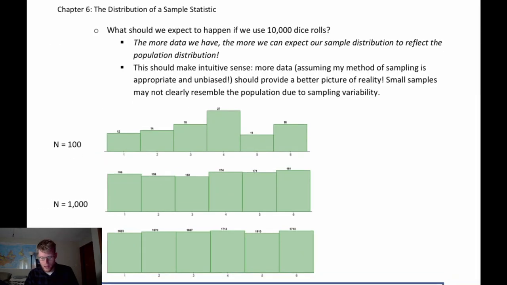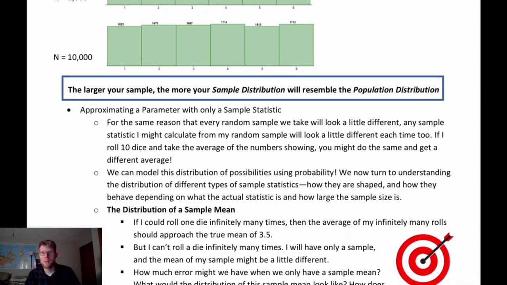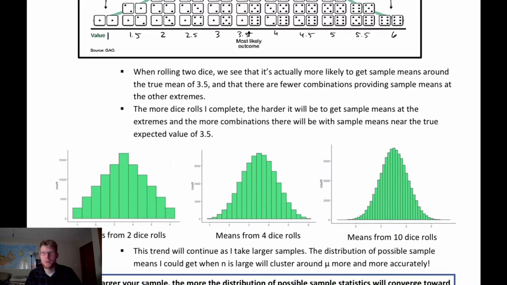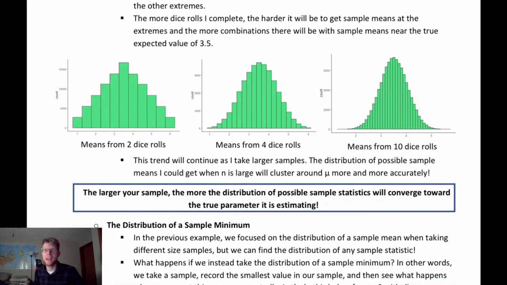For the same reason, a sample statistic is trying to estimate a parameter. And the larger the sample I take, the more accurate I expect my sample statistic to be in estimating that parameter. I can also think of my sample statistic as having a distribution of possibilities: if I take a sample of size n, there's a distribution of possible sample statistics that I could get. If we're talking about a sample mean, it should be distributed symmetrically around the true parameter, and I'm going to get a sample mean somewhere in this distribution that's hopefully pretty close to the parameter, but could be a little bit farther away sometimes.